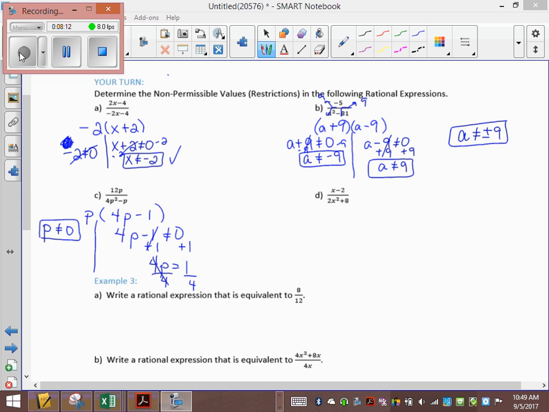Sometimes it's just getting back into the math mode. So P cannot equal a quarter. So I actually have 2 NPVs. P cannot equal 0 or a quarter.